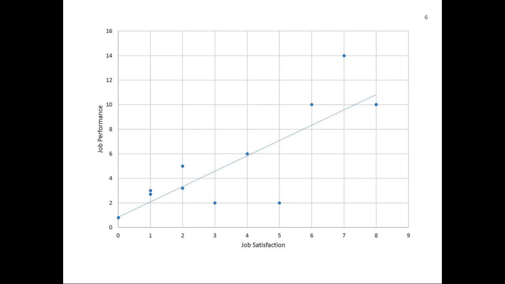So in this example, that line indicates that as job satisfaction goes up, on average job performance goes up too, because it's a positive line. That line goes up. So we would say that there's a positive correlation if we had this type of data.